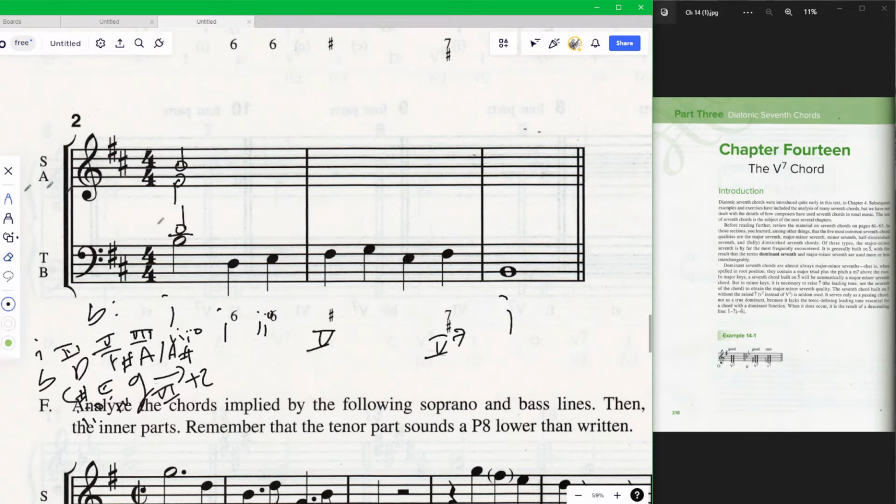Alright, makes sense. We have a sharp here. This is indicating that something is raised. This is root position also. The root for this is in the bass. So we have F sharp, so this is a 5 chord: F sharp, A sharp, C.